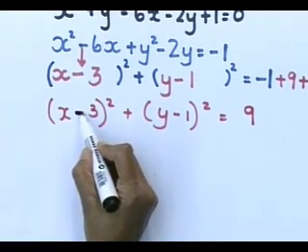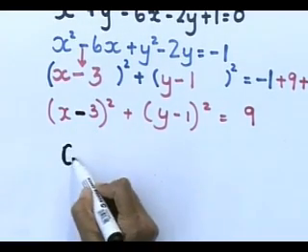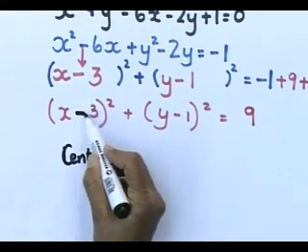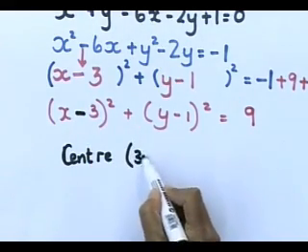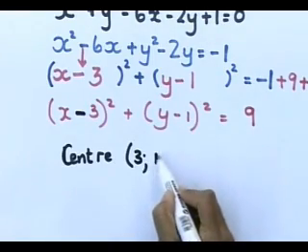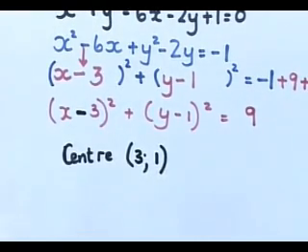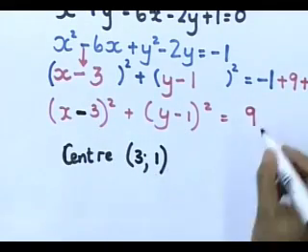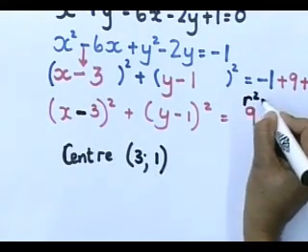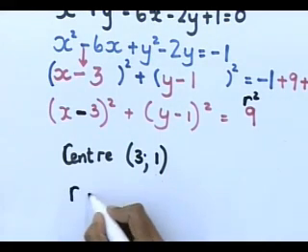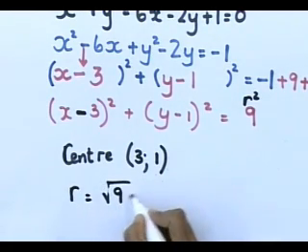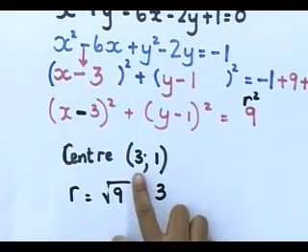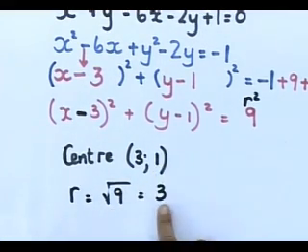Can you see there's already a negative? So your center is going to be, remember the negative is there, always take the opposite. The center is (3, 1). Do you understand that? It's always the opposite of the sign that is in your bracket. And remember, this is r squared. So if you want r, it is the square root of 9, which is equal to 3. So the center is (3, 1), and the radius is 3.